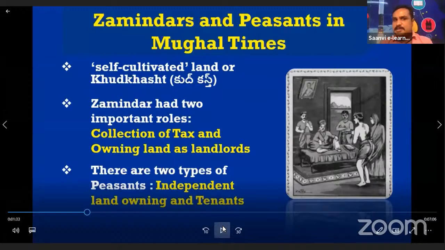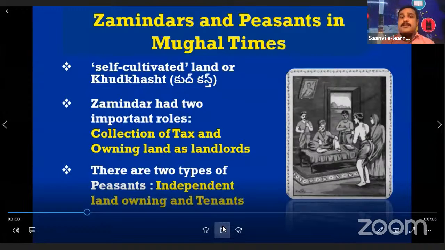So the zamindars had two important roles. What are the two important roles? Collection of tax, and owning land as a landlord. First is collecting tax from the people, and the second is owning land as a landlord. They act as landlords also, and many workers work under them. If anyone refuses to pay the tax, they may collect it from the peasants forcibly. So these terms you must remember: the two important roles of zamindars under Mughal time.